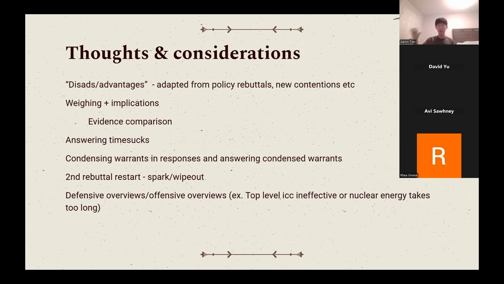So I think that more often than not, disads or advantages are not the most strategic, simply because you're exhausting a good portion of time, like 30 to 45 seconds, of when you can be reading more specific content, even more specific offense in the form of turns against what your opponent is reading.